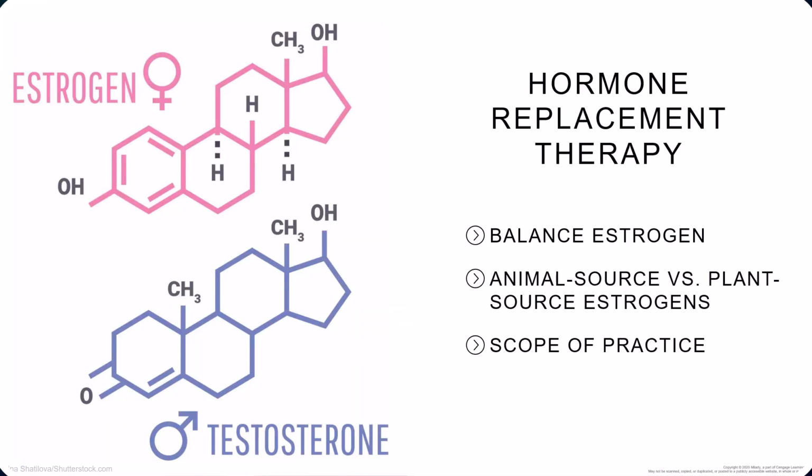Hormone replacement therapy, or HRT, is often suggested to balance estrogen for women experiencing menopause, although some HRT can be linked to breast cancer. Some therapies can be derived from animal source estrogens or plant source estrogens. There are phytoestrogens, which are estrogens from plants, and they're about 200 to 400 times weaker than the animal estrogens. If someone were to go on an HRT program, it has to be done with the help of a medical professional, so it's not within our scope of practice as an esthetician to make recommendations on that.